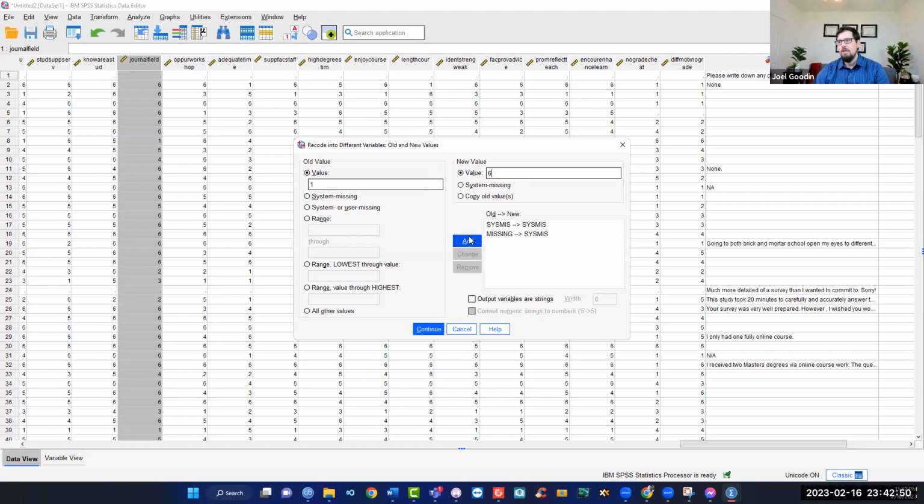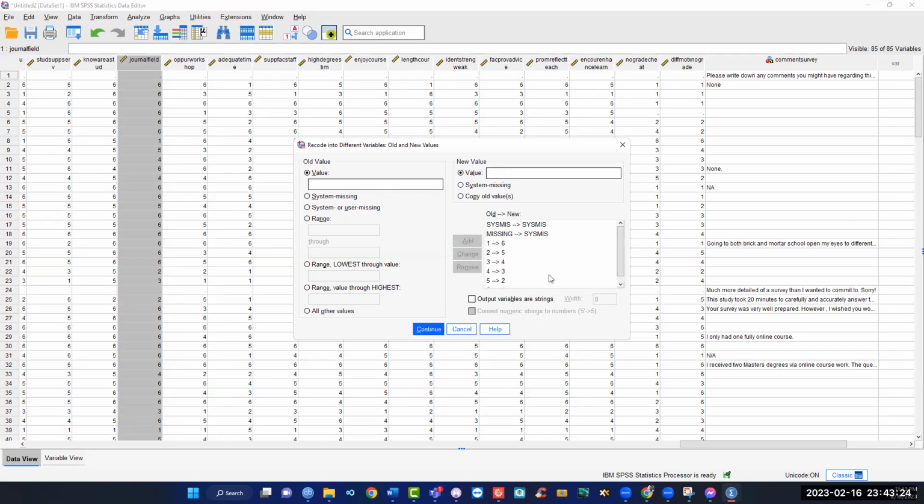And I think I had you use 6-point scales throughout. Correct. Yes. All right, what goes next? 2, 5. 3, 4. Now are we done? We're not done. 4 becomes a 3, 5 has to become a 2, and 6 has to become a 1.